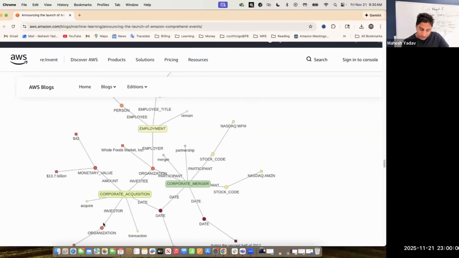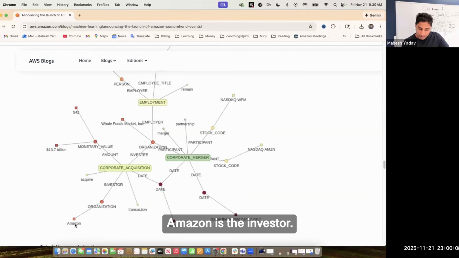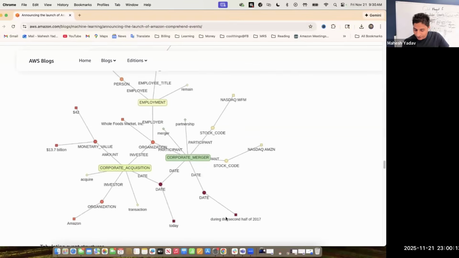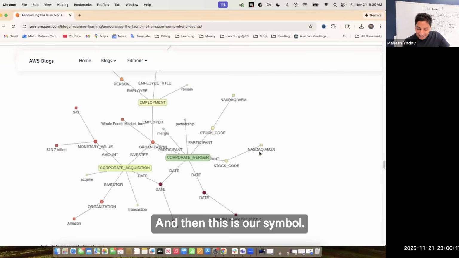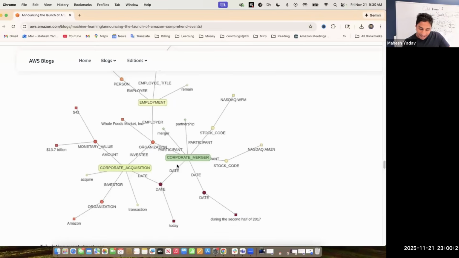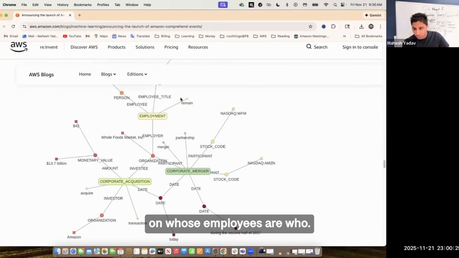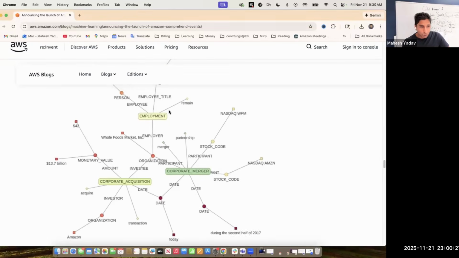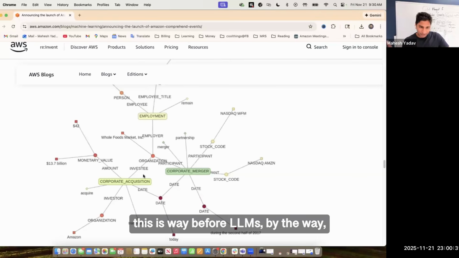This is the amount. Who is the investor? Amazon is the investor. There is a transaction. This is the date today, which can be any date. And then this is our symbol. This is the Whole Foods symbol. And this is the merger that has happened. And then you can also go to employment, on whose employees are who. And on top of it, now, this is way before LLMs, by the way, before all these AI agents.